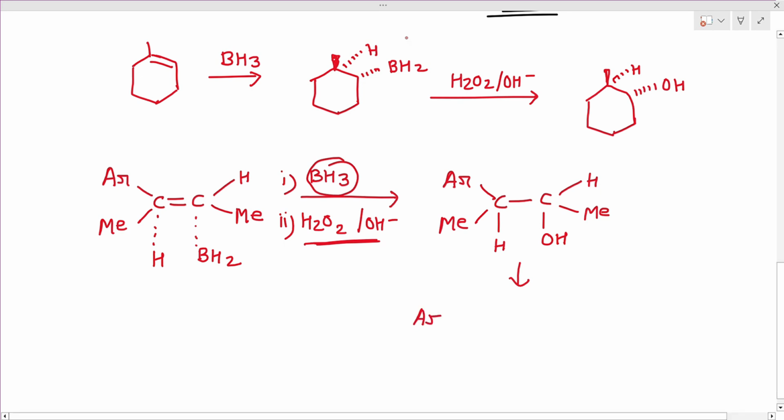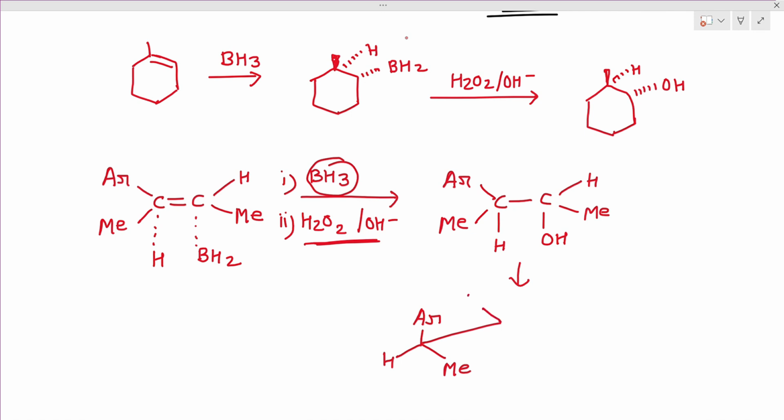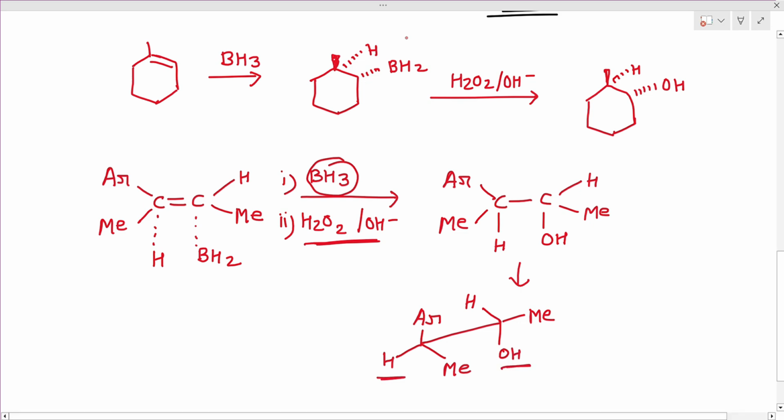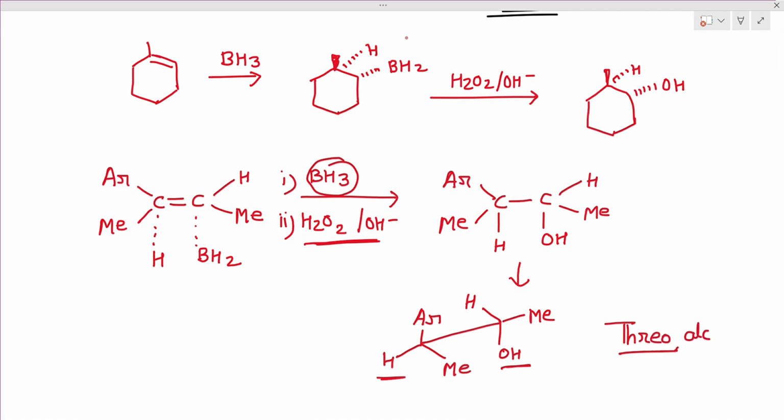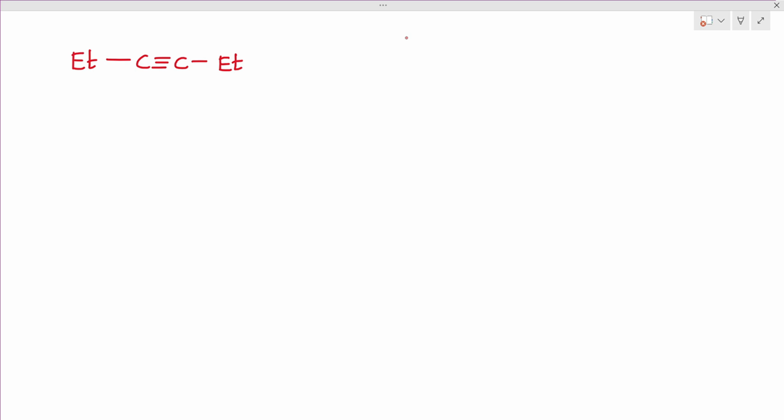Now we can write it like this. Ar, here will be hydrogen, Me, and this is hydrogen, this is methyl group, and this OH. OH is always syn to this. It means we are getting here a tertiary type of alcohol. Okay. This example I have taken from the Carothers. Several other examples are also given in the Carothers, so you can also try yourself.